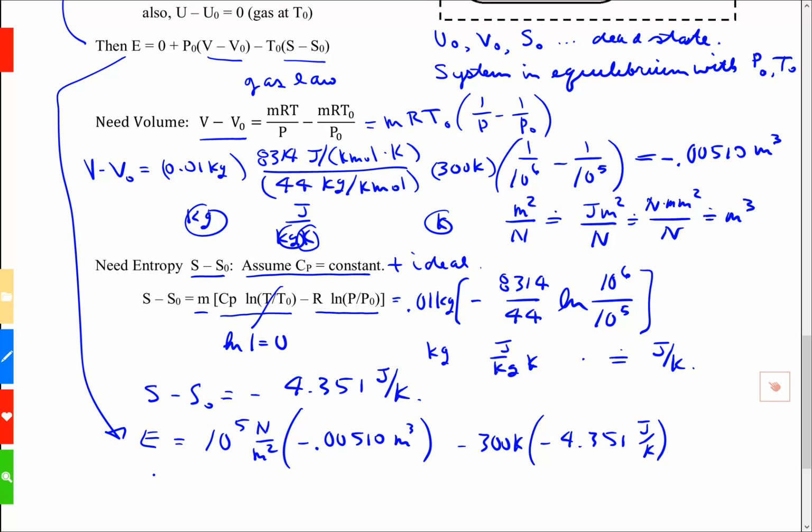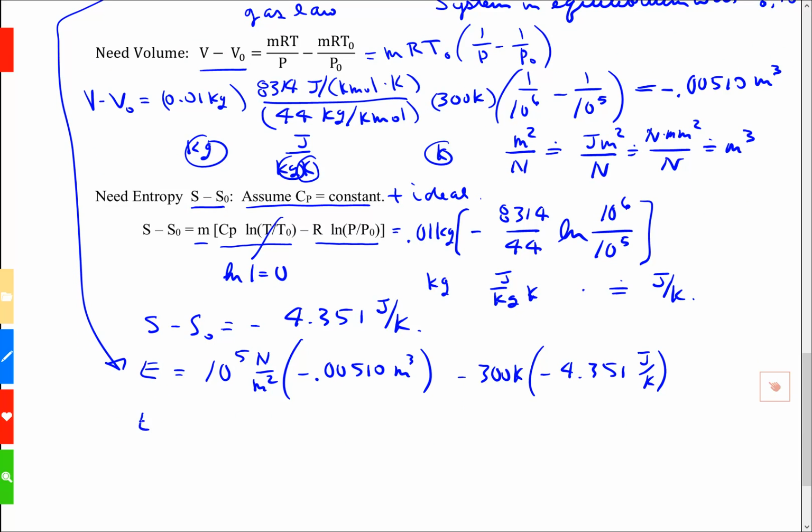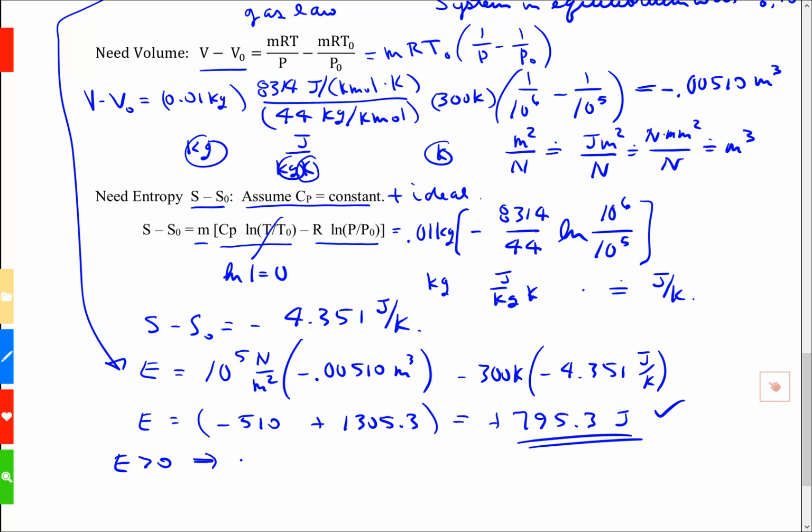And the value is, let me write this in two pieces. The first piece is minus 510, and the second piece is plus 1305. So there's competing effects here. And when we make that subtraction, we get plus 795.3 joules. Now the important observation, that's the response, that's the exergy. But the important observation is that if the exergy is positive, then useful work is possible. And the size of the exergy tells us how much useful work.